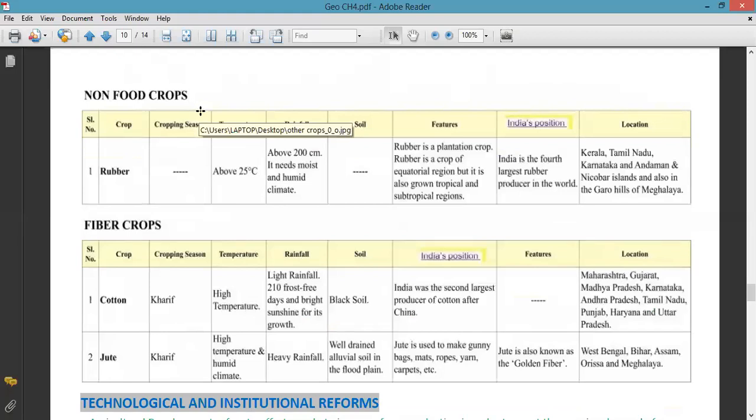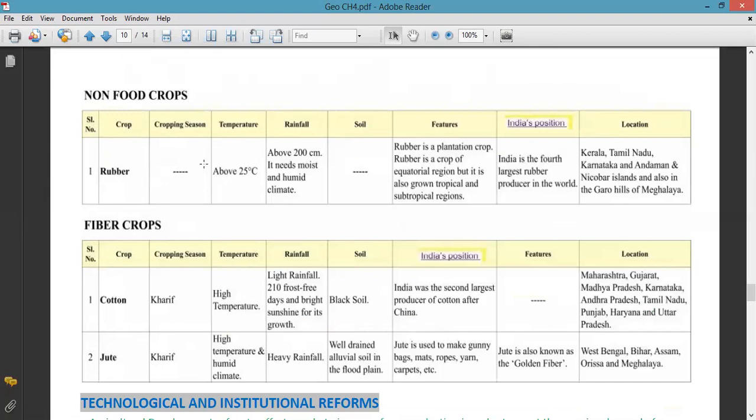For example, if I ask you to write about any one plantation crop, then you will have 5 options. You may write about tea, coffee, rubber, cotton, jute. Write about any one non-food plantation crop means you can write about rubber or cotton or jute. If I ask to write about any one fiber crop, then you will have only 2 options. So such kind of understanding is required.